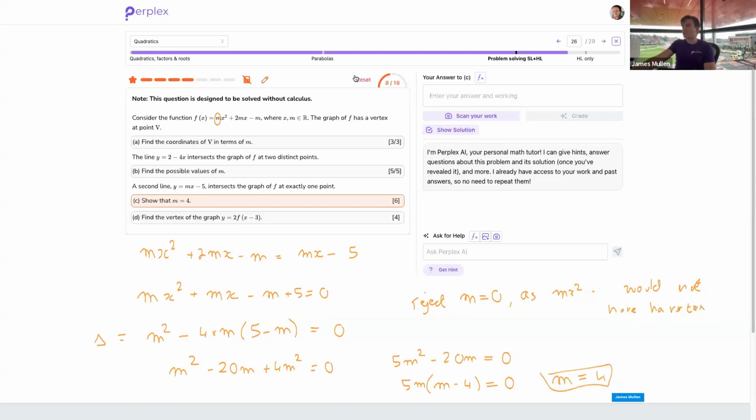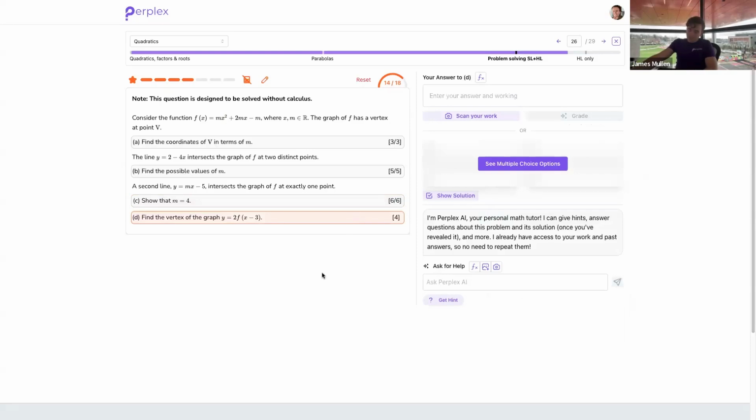And that is how we do part C. So for these questions, by the way, on the website, when there's no answer to show, if you scan your work, if you take a picture of your work or you type it into the box, the AI will grade your work according to the IB mark scheme. So this last part is a little bit outside of quadratics because we haven't covered function transformations yet. So if you're not familiar with that, it's fine. You can wait for that session.